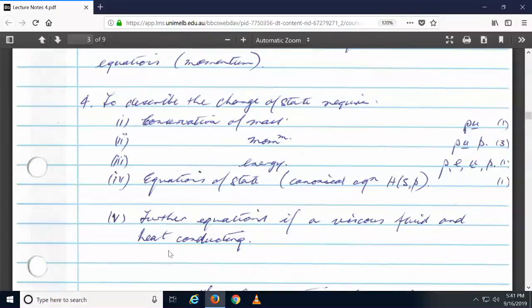And if the fluid is viscous and heat conducting, we need some more equations. Viscous, we're going to need an equation relating the viscous stress. We have to put the viscous stress into the energy and the momentum, and we have to put heat conduction into the energy equation, and we'll have to use Fourier's law and a law for the viscosity.